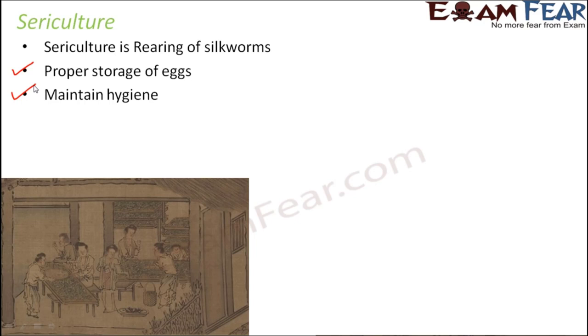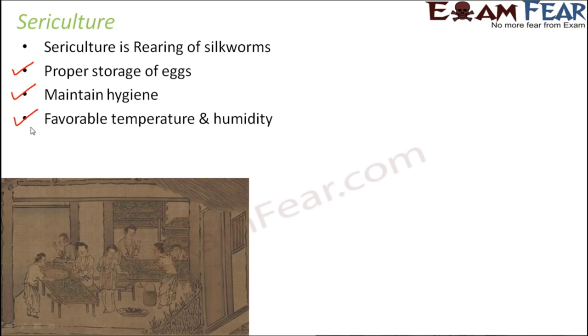Next, maintaining hygiene. That is again extremely important, because without maintaining proper hygiene, there are chances that the silkworms will not hatch or the silkworms will not be healthy. In that case, we cannot expect that proper proteins will get secreted from that silkworm. So maintaining hygiene is very important in any kind of environment. Whether we take care of any type of animal or bird, hygiene maintenance is very, very important.